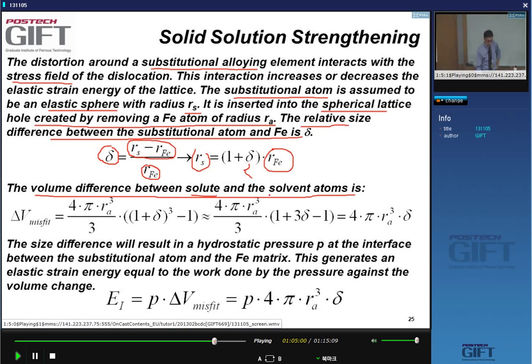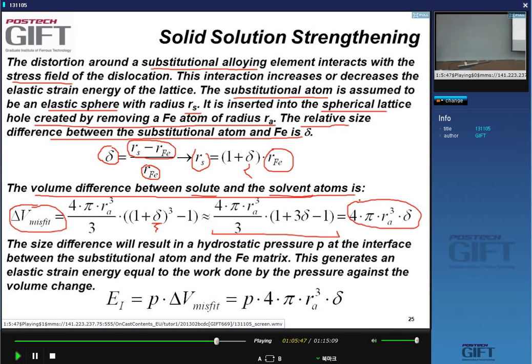between the solute and the solvent atom, because it's the volume strain that's important here. And you get what's called the misfit volume. It's basically calculating the change in volume that needs to be accommodated in the lattice. We assume, or actually we know, that delta is a very small number, so we can simply do this simplification here, and that gives me this value for the misfit volume.